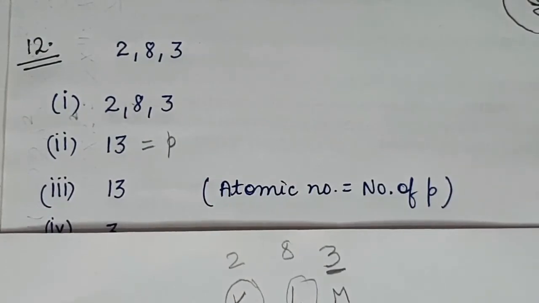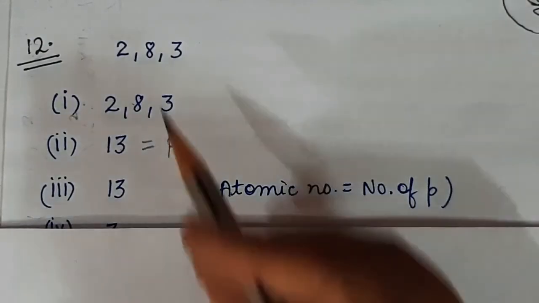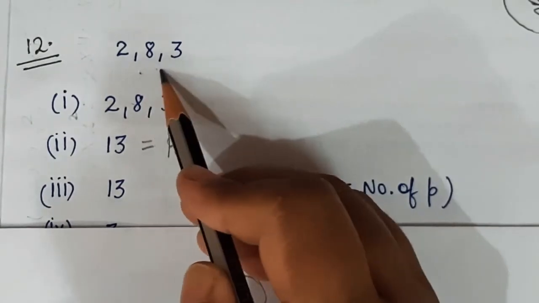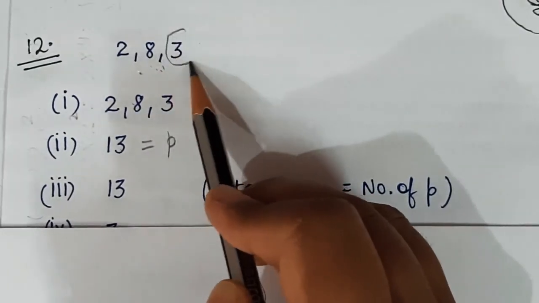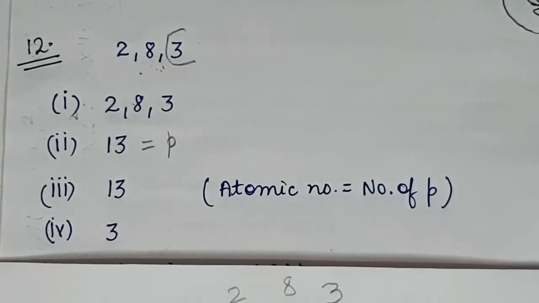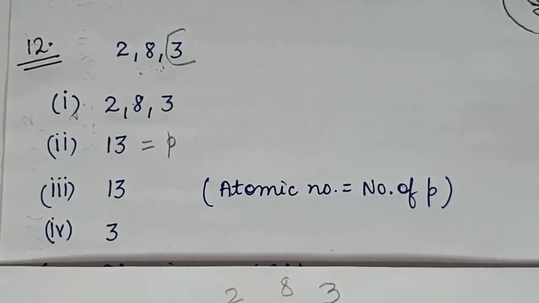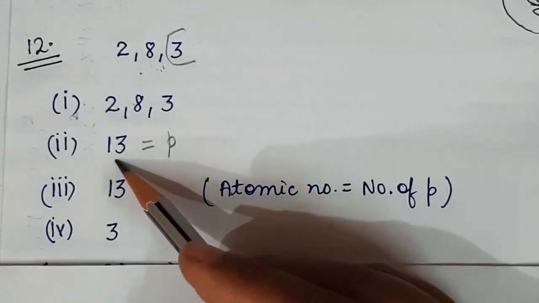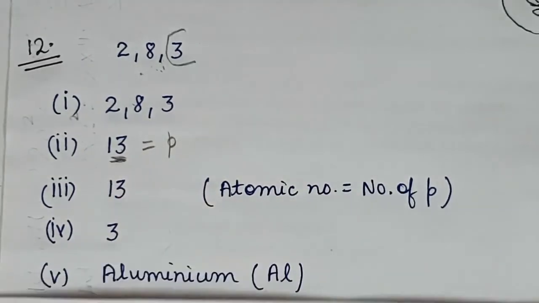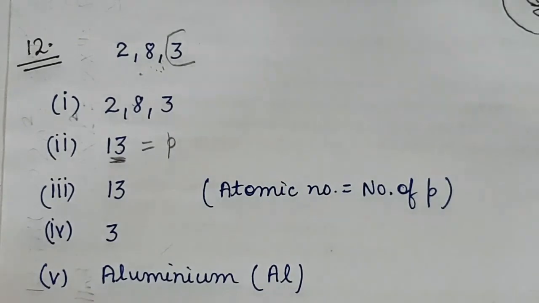And fourth is valency. For valency, you know the electronic distribution. So calculate the valency. In order to achieve the stable configuration, the 3 electrons it will lose. So valency is 3. And the last part is name the element. Atomic number is 13. So what is the element with atomic number 13? It is aluminium. Symbol is capital A, small l. Clear? So this was question number 12.